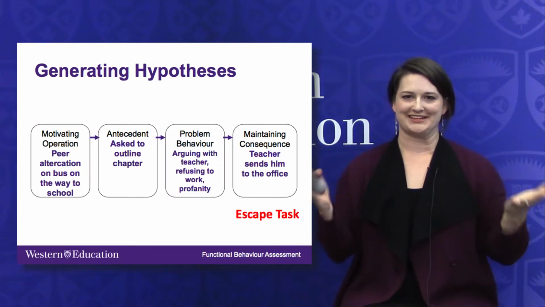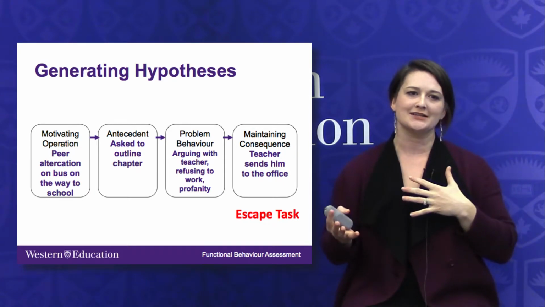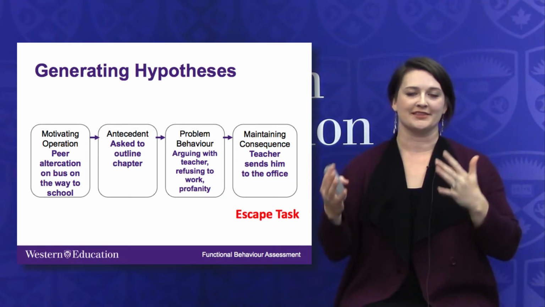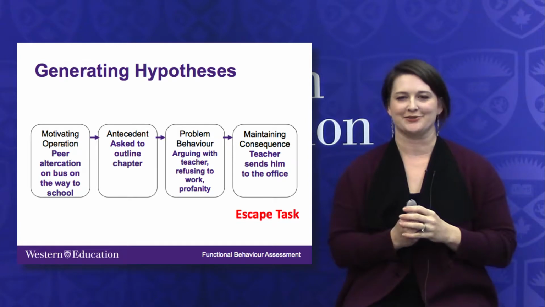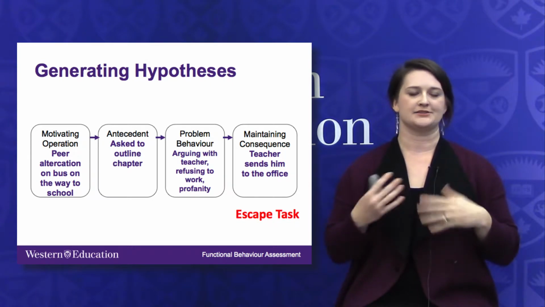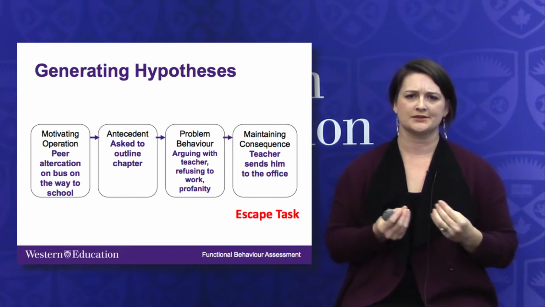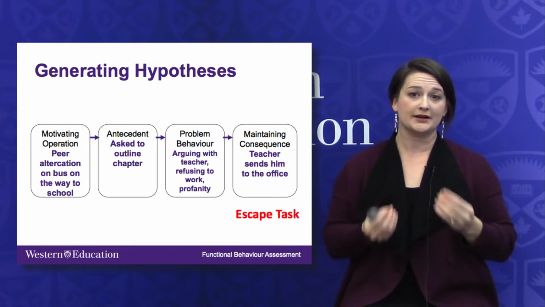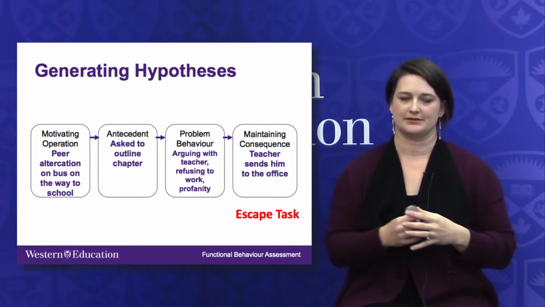So when we put this all together, we think about these ABCs, we have a model to understand the context in which challenging behavior occurs, the why for that particular behavior. Here's an example of putting it all together. We have a problem behavior: the student is arguing with the teacher, refusing to work, and saying profanity. This is a behavior that we don't want to see, so we want to understand the context for it. We look first at the antecedents. What comes immediately before that? Before that, they're asked to outline a chapter. They're asked to do some seat work.